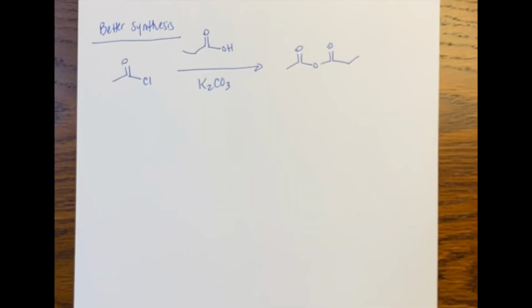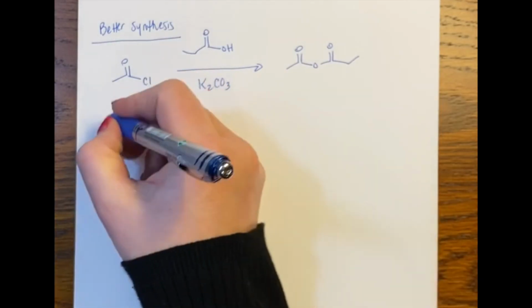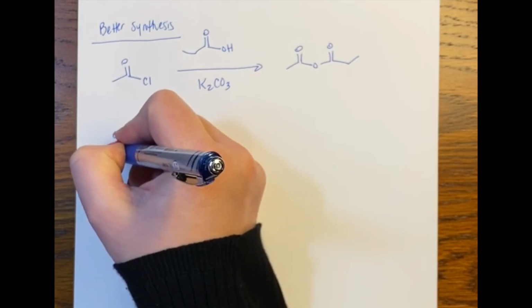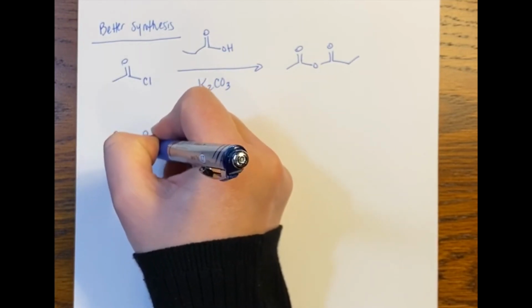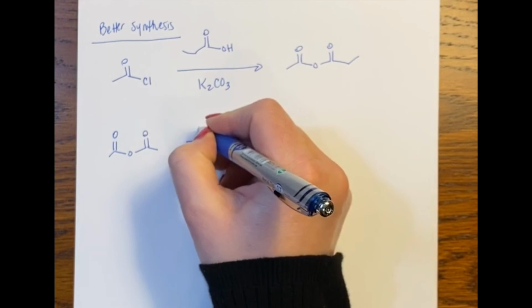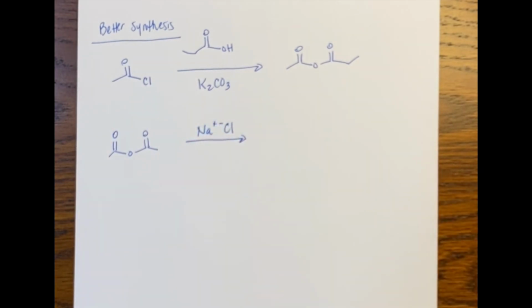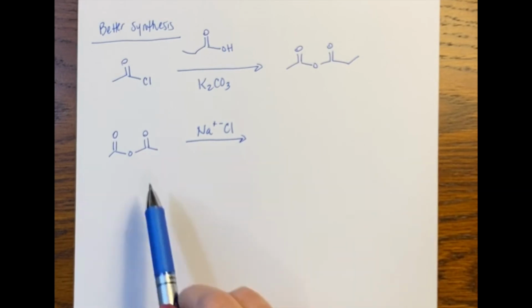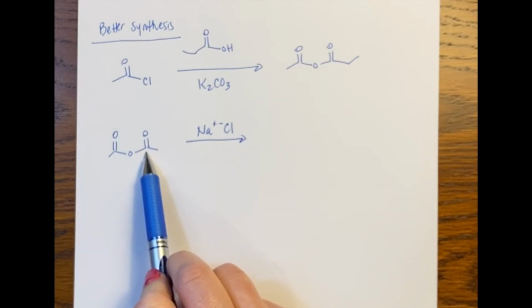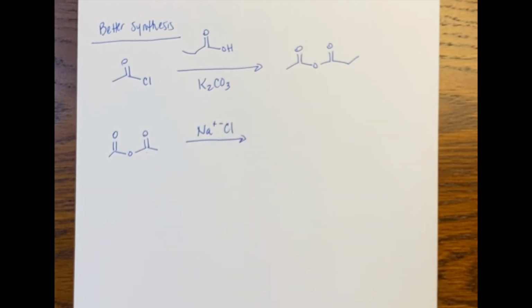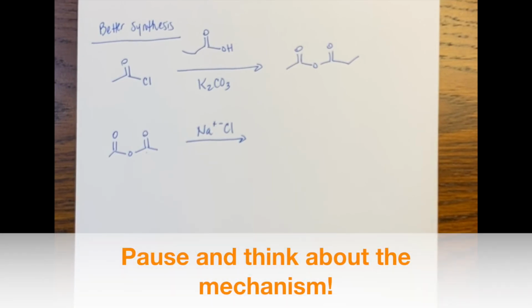The final reaction that I want you to think about is what would happen if we took an anhydride like this one, and we treated this anhydride with sodium chloride. What would happen? In this case, we have a carbon that can act as an electrophile. We have a chloride ion that can act as a nucleophile. So there's really nothing that prevents that chloride ion from attacking either of those carbonyls. What I want you to do is pause the video and think about this mechanism.